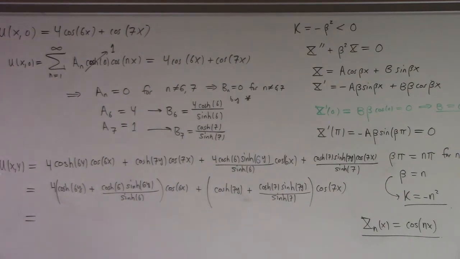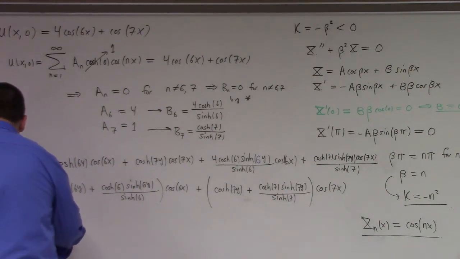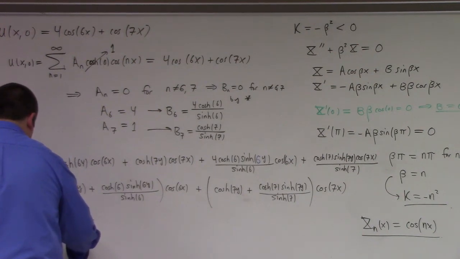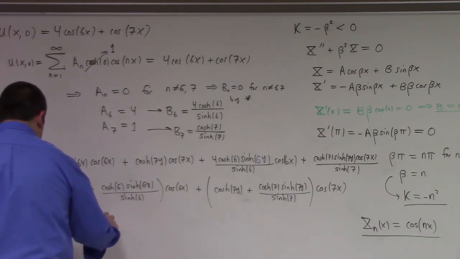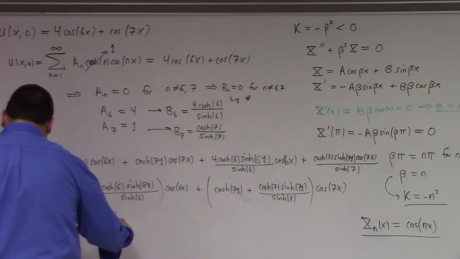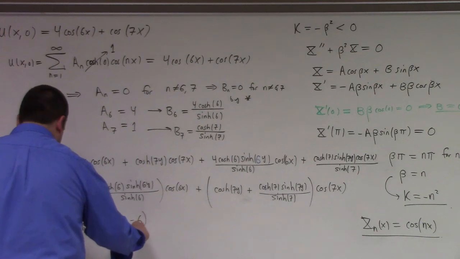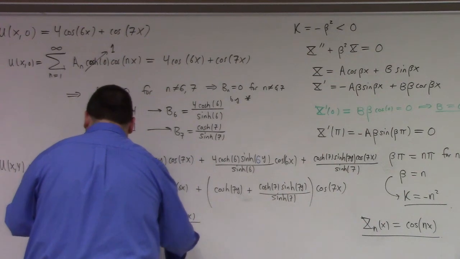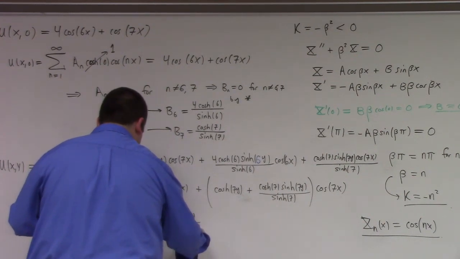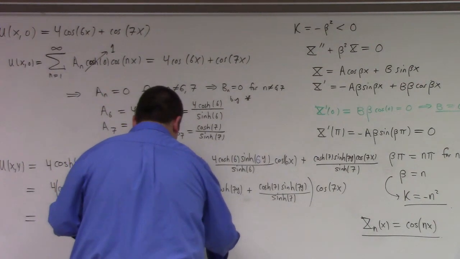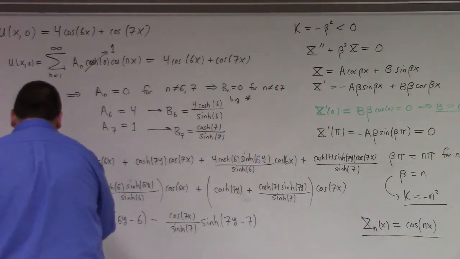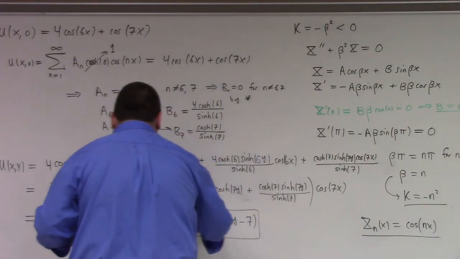And that is minus 4 cosine of 6x divided by the sinh of 6 times the sinh of 6y minus 6, minus the cosine of 7x divided by the sinh of 7 times the sinh of 7y minus 7. There you go. That's a good form of the answer right there.